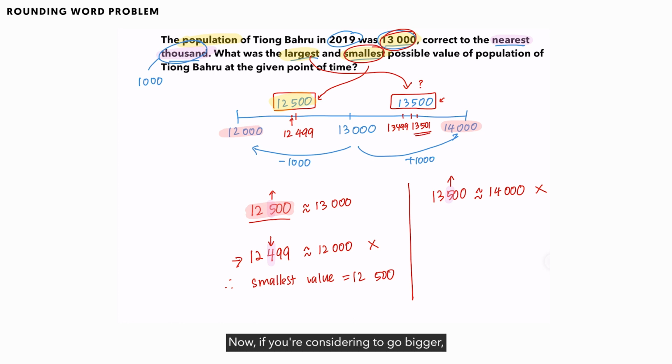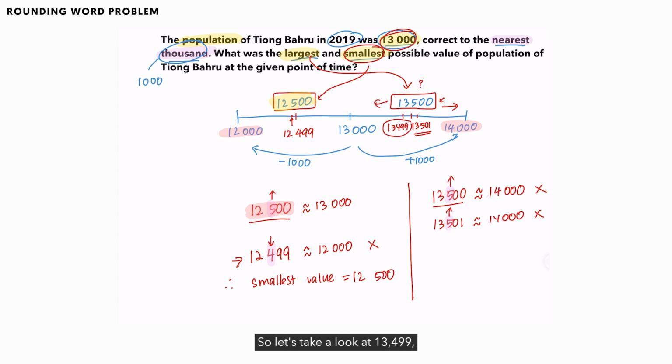Now, if you're considering to go bigger, does it make sense or not? Because 13,500, when you round it off to the nearest thousand, already gives you 14,000. So if you're going to take one more than 13,500, which is 13,501, when you round it off to the nearest thousand, you look at the hundreds place, which is still a 5, right? And you still get 14,000, which is not right. So you cannot go to the right of 13,500. You cannot go more. You must go smaller, the other way around.